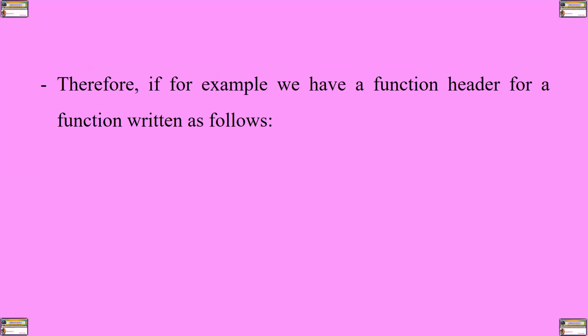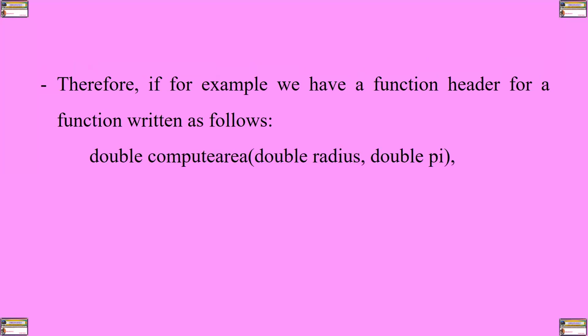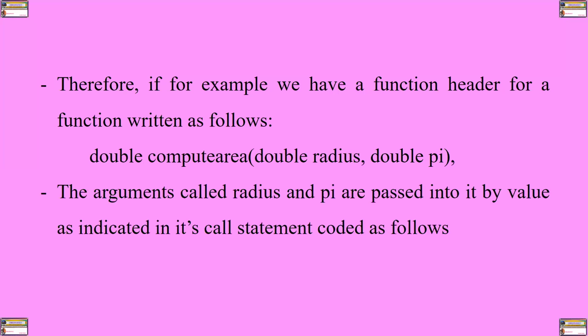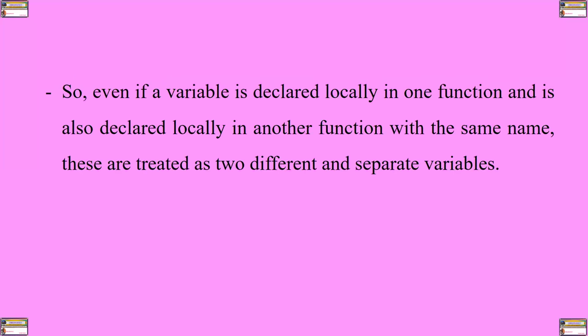Therefore, if, for example, we have a function header written as follows, the function name is compute area, is expected to return a value of type double, and it has two parameters, the first parameter being radius and the second parameter being pi, both of type double. The arguments called radius and pi are passed into it by value as indicated in its call statement, which is coded as follows. We have already discussed this call statement.